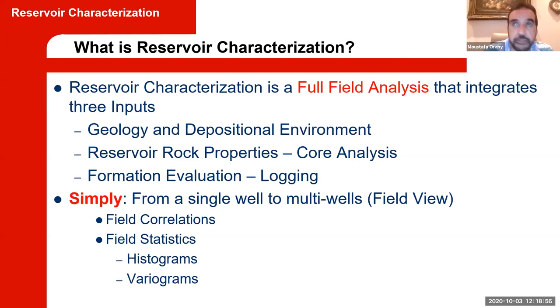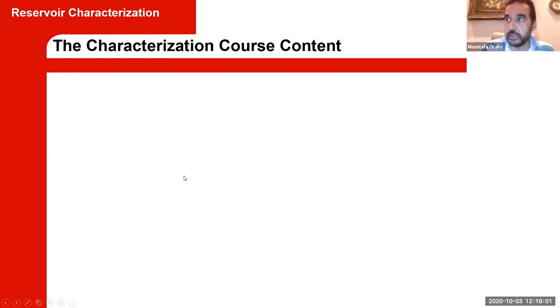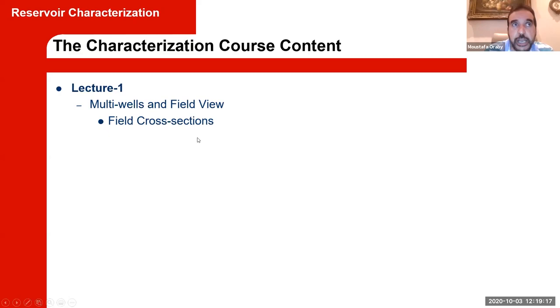So how will this course be distributed? I'm going to go through this quickly before we start the first lecture. The first lecture will go through multi-wells and field view. How can I look at the field view from a multi-well point of view? This is what we call a field cross-section. Today, we'll build a field cross-section. How can I build a field cross-section? Through the multiple wells that I have in my field.